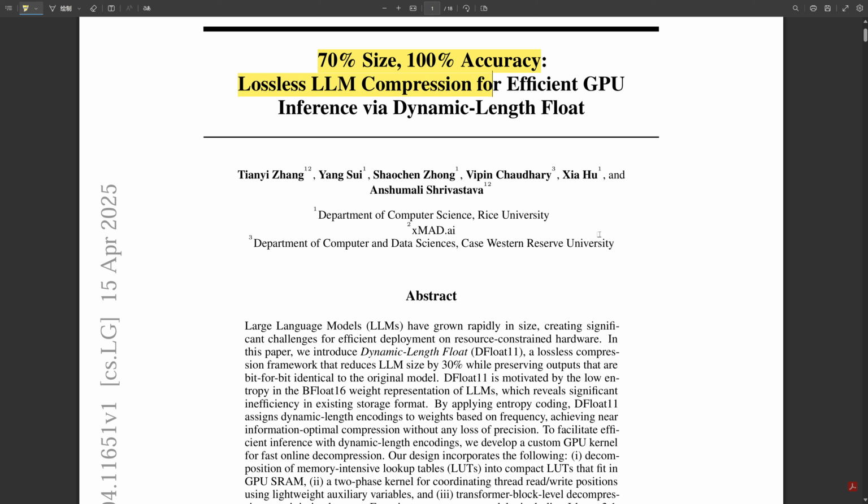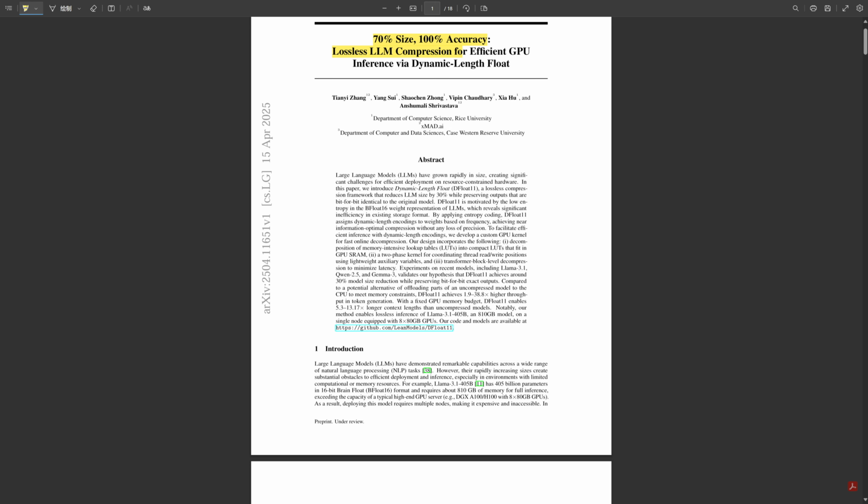A model that size in the standard bfloat16 format needs something like 810 gigabytes of memory just to operate. Wow. 810 gigs. And that often means you need these really complex, really expensive multi-GPU setups. It's a big barrier for a lot of people. It really is. The size itself makes getting access a major hurdle.